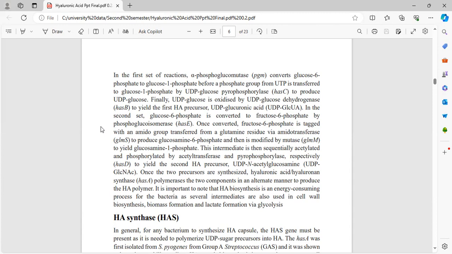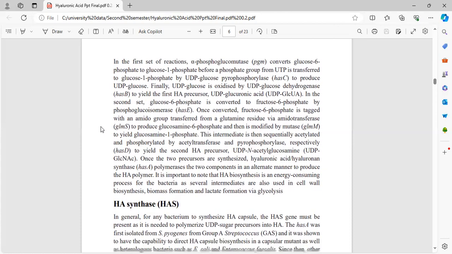UDP-N-acetylglucosamine. Once the two precursors have been synthesized, hyaluronan synthase polymerizes the two components in an alternate manner to produce the hyaluronic acid polymers. It is important to note that hyaluronic acid biosynthesis is an energy-consuming process for bacteria, as several intermediates are used in cell wall biosynthesis, biomass formation, and lactate formation via glycolysis.